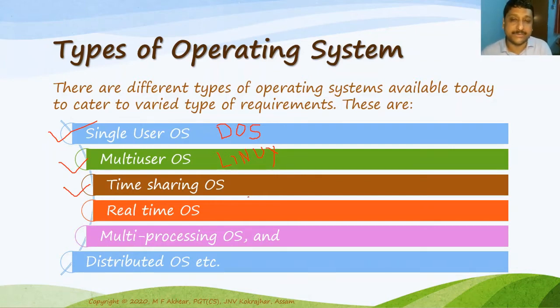CPU means the processor, the brain of the computer. All the work goes through that brain of the computer, that CPU part of the computer. Now, CPU time is very much crucial. So the processing time is divided and shared among all the processes, all the workings of the computer. That's why this operating system is known as a time sharing operating system.